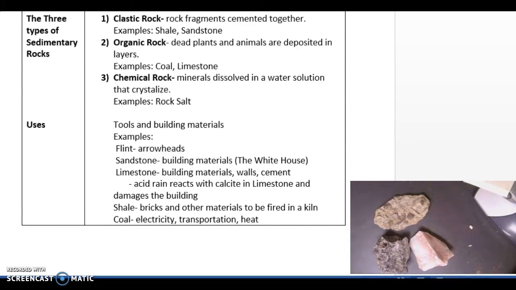Acid rain does react with the calcite in limestone and does damage buildings or statues that have been made of it. Shale, bricks, and other materials that can be fired, like in a kiln. And then coal for electricity, transportation, and heat. Okay, make sure that you've got all those blanks filled in on the worksheet.